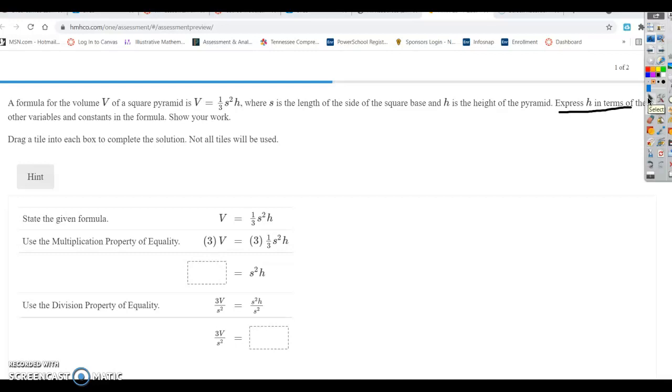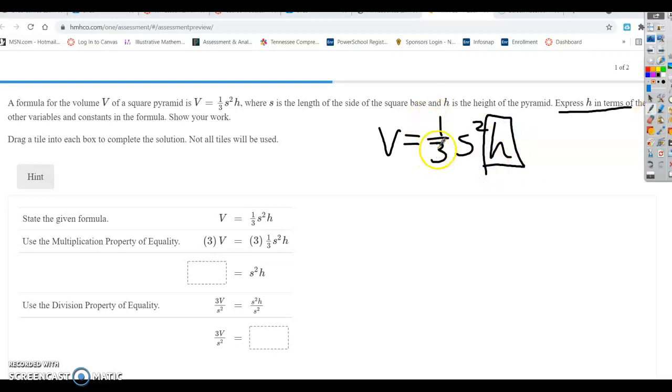Before we even look at what it gives us, let's see if we can solve it for H, because that's what we're going to have to be able to do: take the formula and solve it for the variable it asks us to. So we start with V equals 1/3 S squared H. Our goal is to get H by itself.